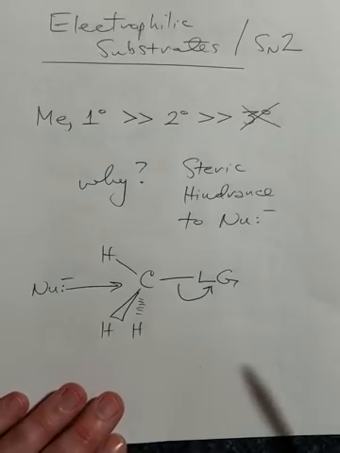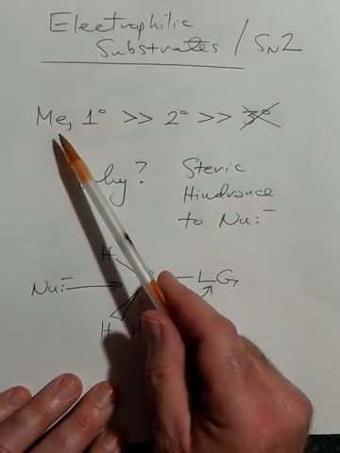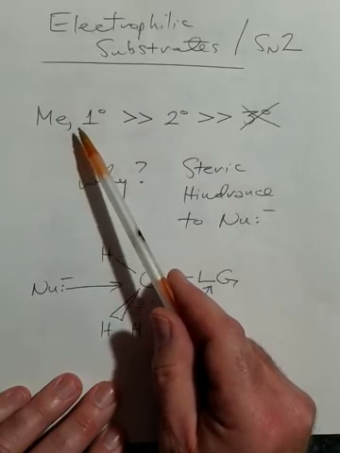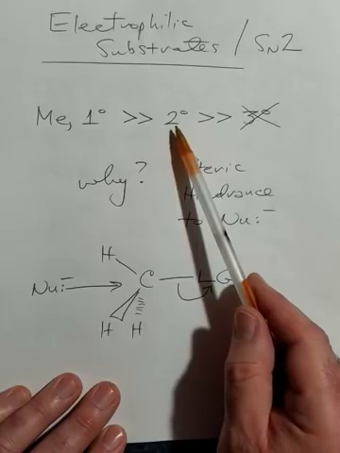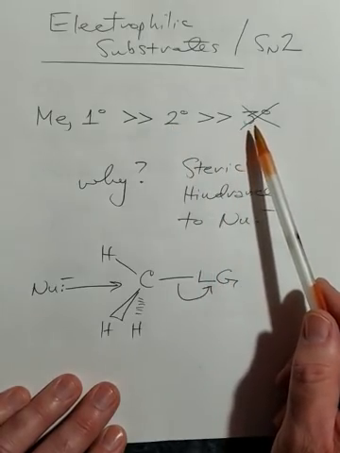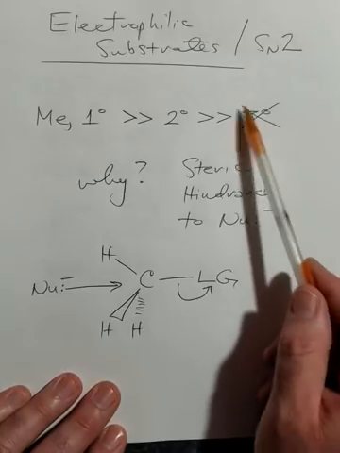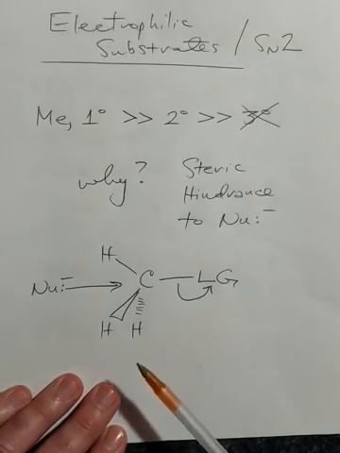What about electrophilic substrates? The smaller and less substituted substrates are the best. So methyl substrates and primary substrates, they're the best. They're better than secondary substrates, which in turn are much better than tertiary substrates. And tertiary substrates are so bad, we just cross them off and say you can't use them in an SN2 reaction. Now why is this?